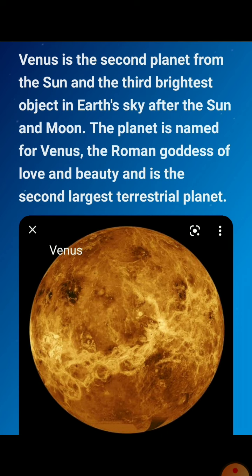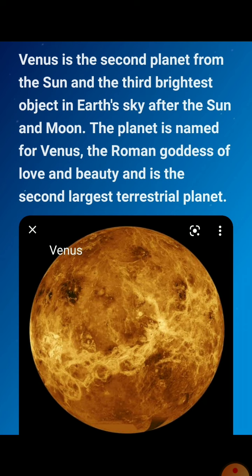It is the second planet from the sun and the third brightest object in Earth's sky after the sun and the moon. If somebody asks which is the brightest object in our sky, not in the solar system but in our sky, then definitely we say first the sun, second the moon, and third the planet Venus.